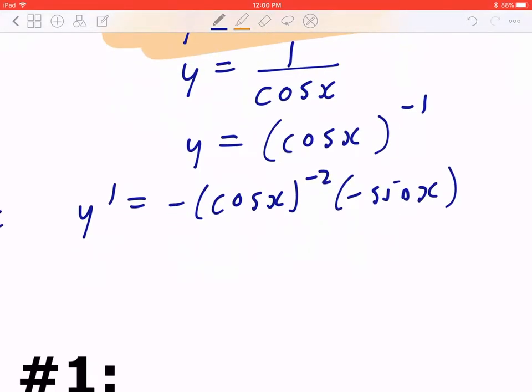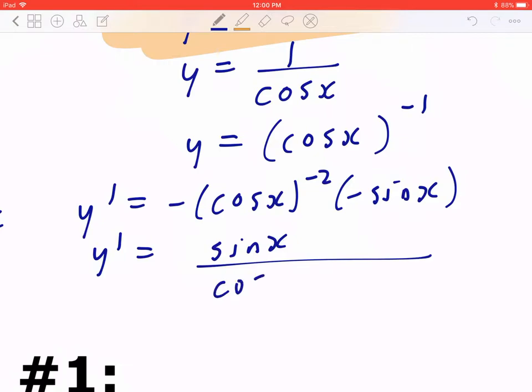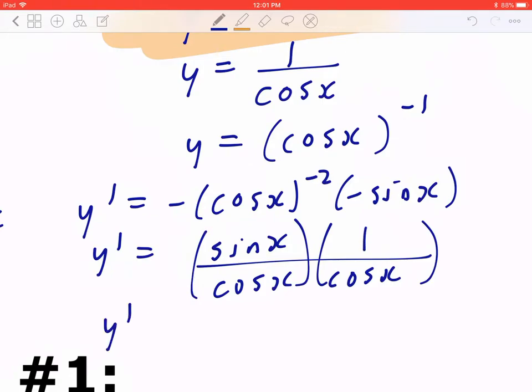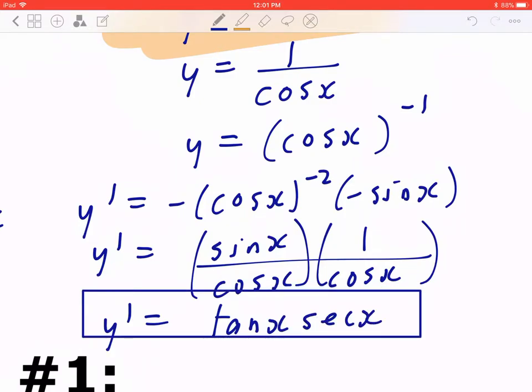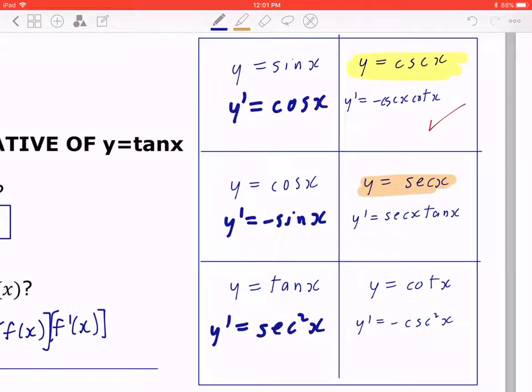Again, when you clean this up, y prime equals sine x divided by cosine x times cosine x. Notice I'm breaking it apart into two fractions. I can even put a 1 there. So y prime equals tan x times secant x. And again, we wrote this already. So check mark.